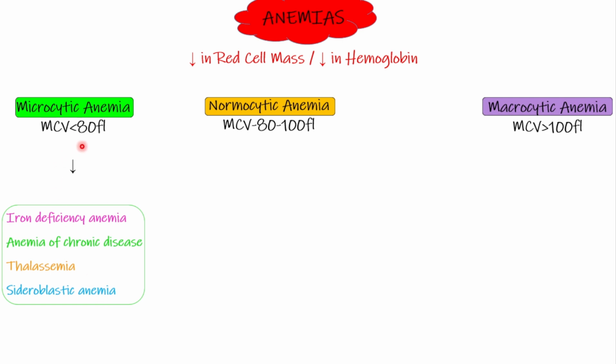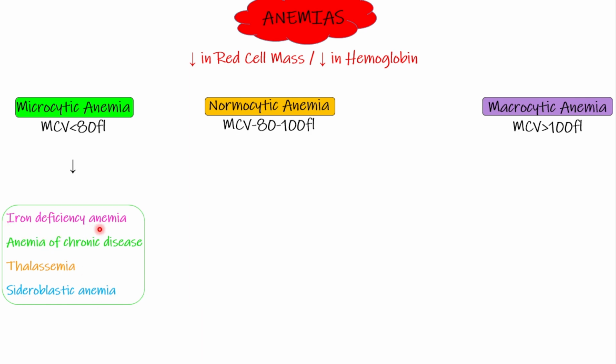When you have a CBC report, there you have hemoglobin. If the hemoglobin is lower than normal, then you go to the MCV and see what the MCV of the red blood cell is. Now if the MCV is less than 80, then it is microcytic anemia, and the causes are these four. Either the anemia is due to iron deficiency, or chronic disease, or thalassemia, or sideroblastic anemia.